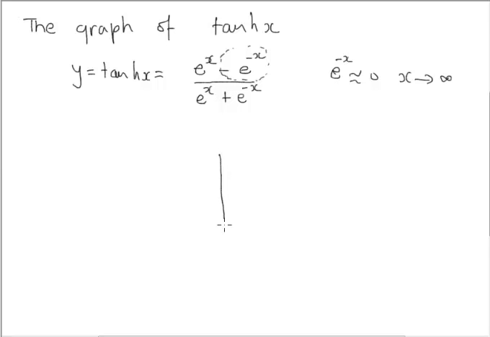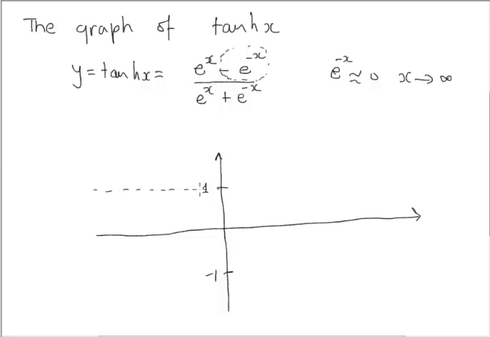Let me just draw a sketch there. Then 1 becomes a very interesting number here. Let's say we've got 1 there, and we've got minus 1 here. Let's just draw a horizontal line across 1. That is the line y equals 1, and that is the line y equals minus 1.